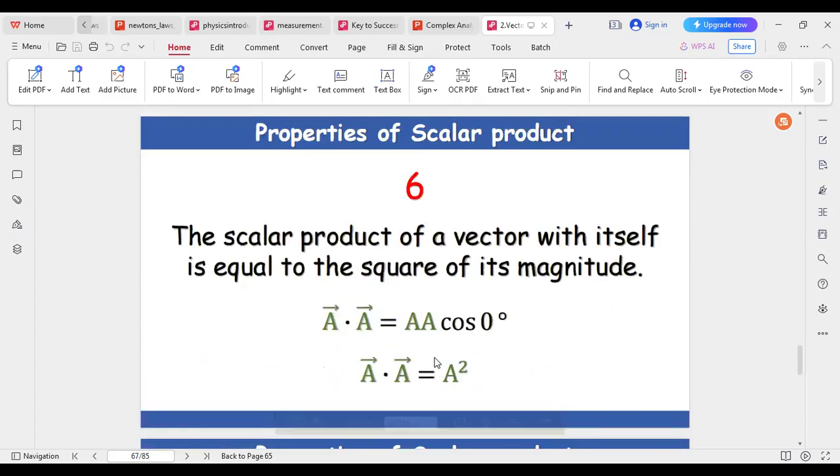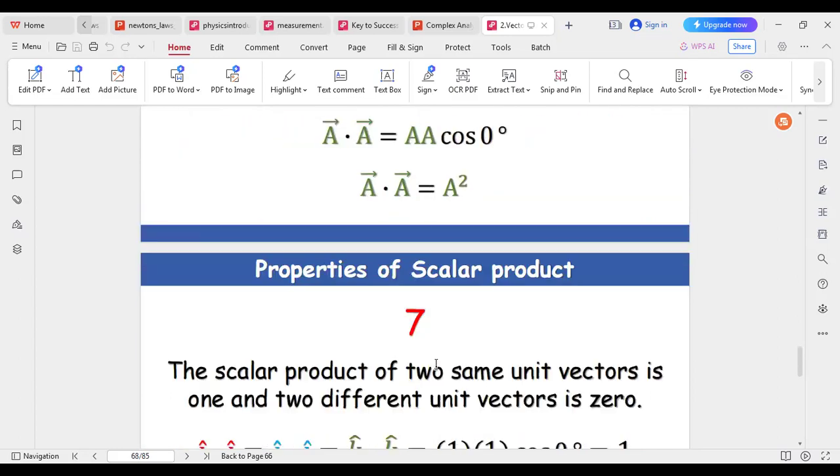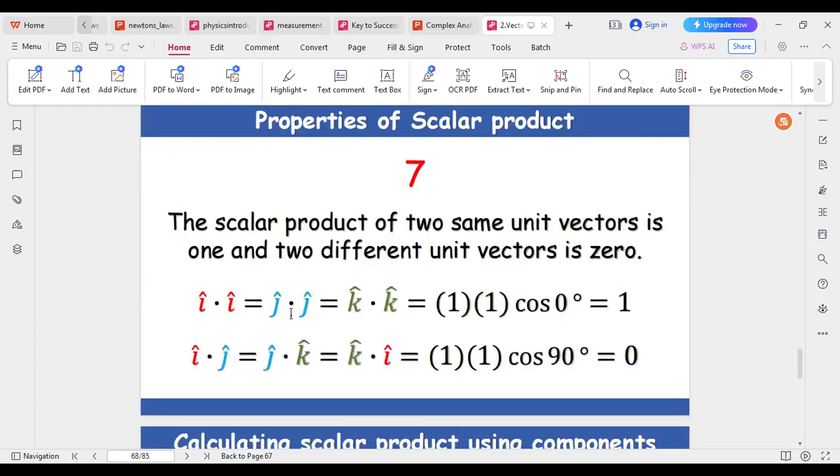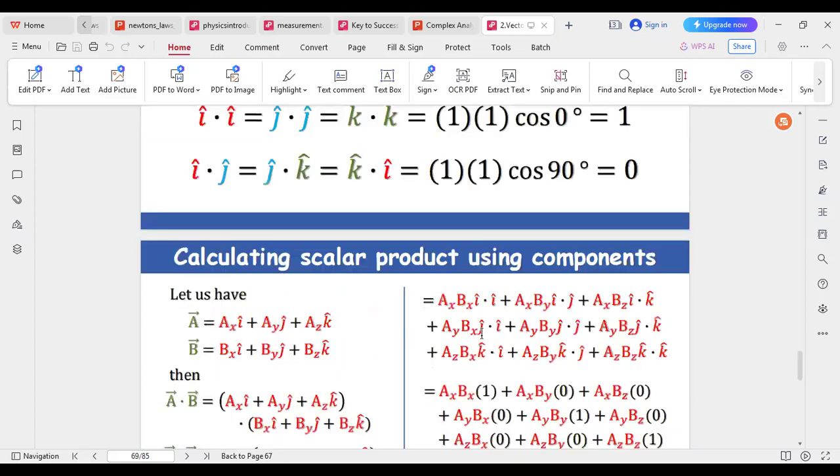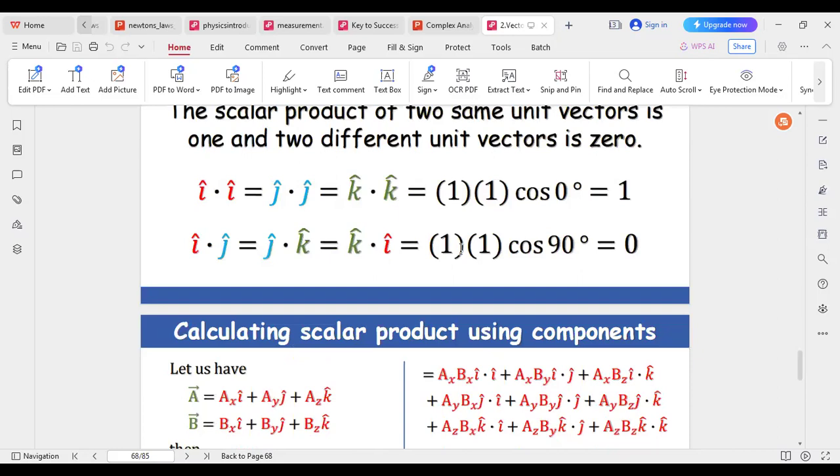Similarly, the scalar product of a vector with itself is equal to the square of its magnitude. Okay, that means the same vectors: if we take the dot product of the same vectors, then it will be A square. Similarly, i dot i, j dot j, k dot k equals 1, because i dot i means the included angle is 0 degrees, so cos 0 degrees equals 1. This is the unit vector, which is why it is 1. Similarly, i dot j, j dot k, k dot i equal 0 because they are perpendicular to each other.